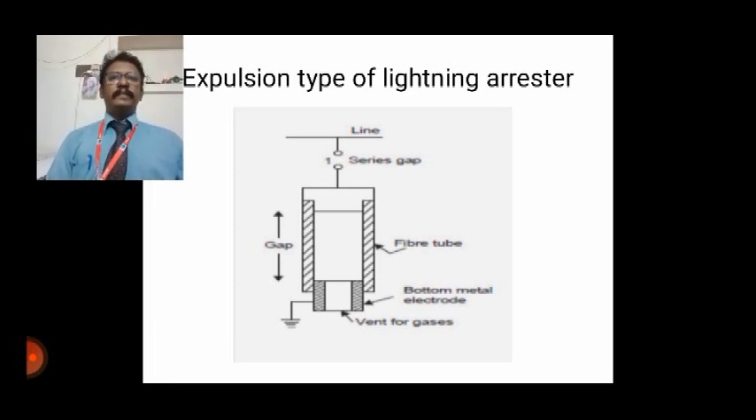It is desired that the breakdown voltage of that particular tube must be lower than the insulation for which it is to be used. Nowadays, the rod gap is completely replaced by this expulsion type. Next we are going to see about surge protection for rotating machines. So it is applicable for rotating machines.